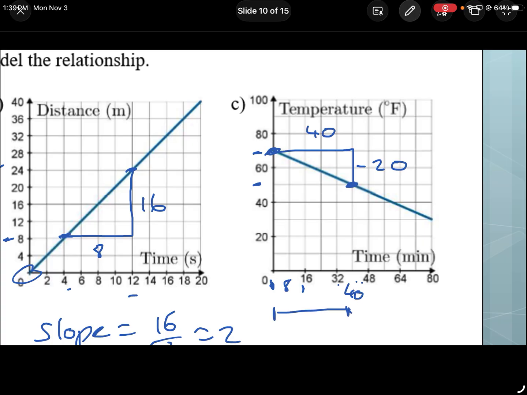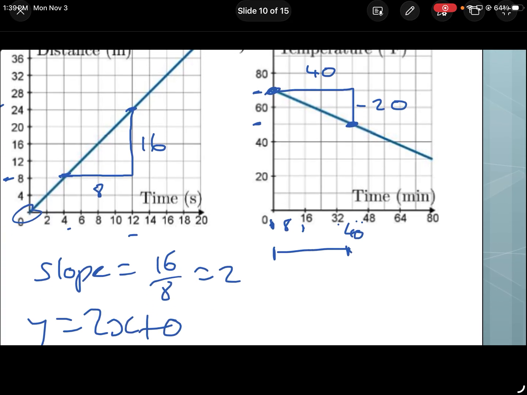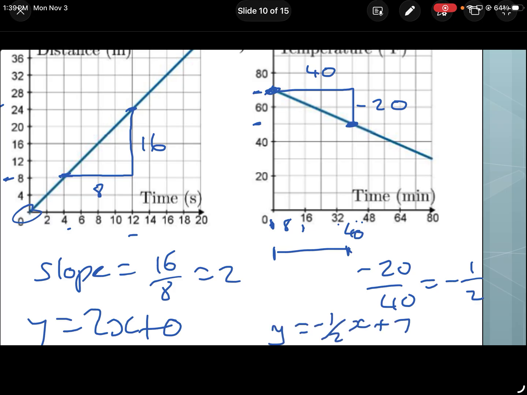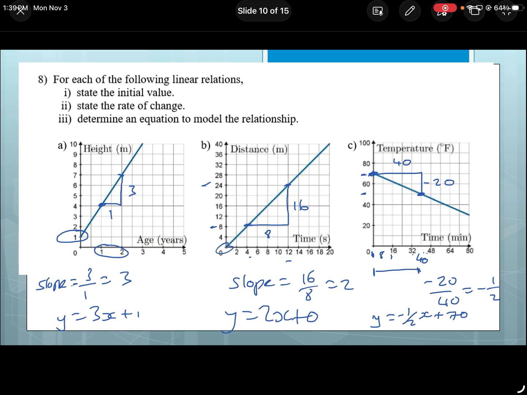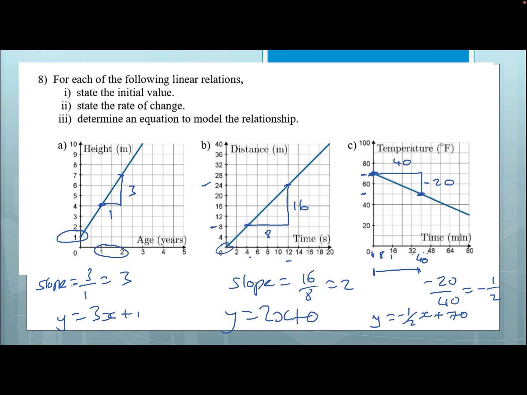So we went from 0 to 40, which is 40. And then remember, it's always rise over run. So in our case, our slope is going to be negative 20 over 40, or just negative 1 over 2. Our y-axis is 70, so it's y equals negative 1 over 2x plus 70. Cool. Hopefully that makes sense. Hopefully that was wonderful. Let's have a look at the next one.